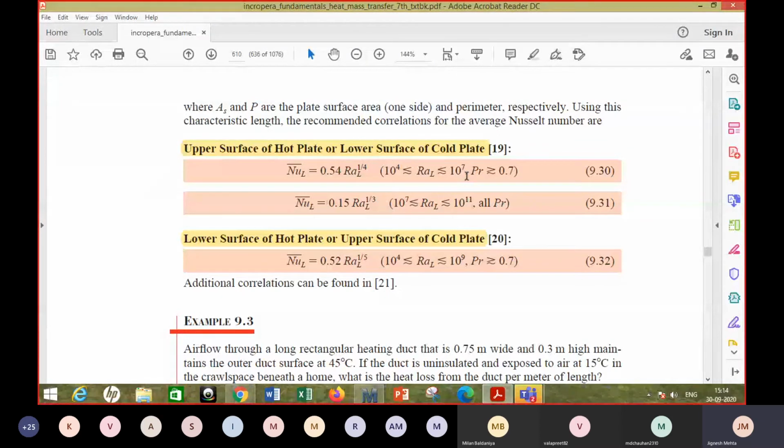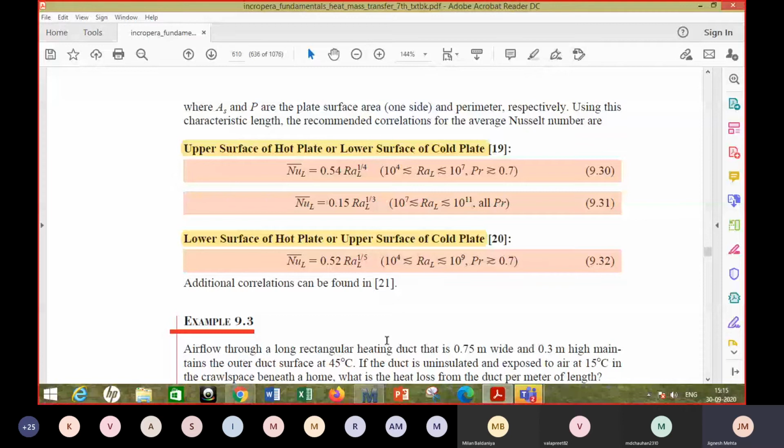Like you were told that for a vertical plate it is 10^9, so that is most important. Other ranges are perhaps less important. So if your Rayleigh number is high, then this is the correlation you will use. And for the opposite case, that is the lower surface of a hot plate and the upper surface of a cold plate, the correlation is given by this equation 9.32.